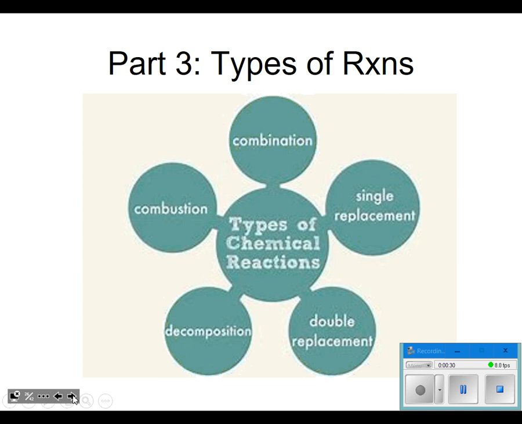And this is going to be talking about the specific types of chemical reactions. There are 5 types of chemical reactions. We have our combination, and then we have our decomposition, and then we have single replacement, and then we have double replacement, and then we have combustion. Now, combination reactions can also be called synthesis reactions, so we'll talk about that.